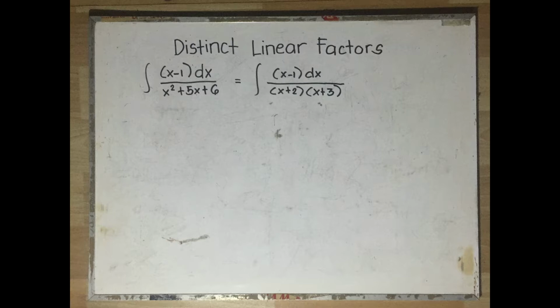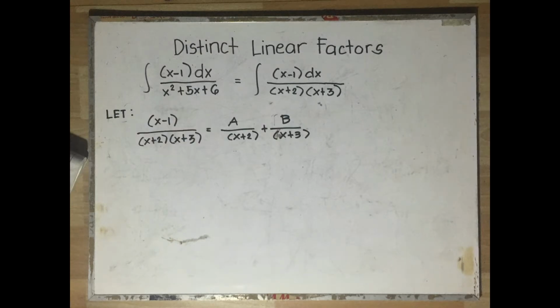The technique here is to disregard that you're actually integrating. We will be dealing with algebraic processes more in this method. Now, let us equate the function quantity x minus 1 over the quantity of x plus 2 times the quantity of x plus 3 to a over the quantity of x plus 2 plus b over the quantity of x plus 3.